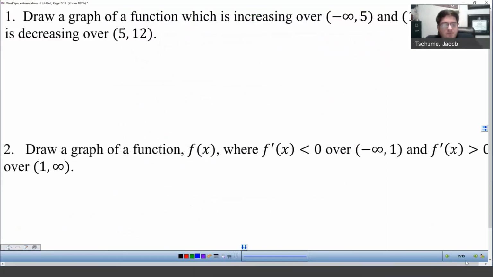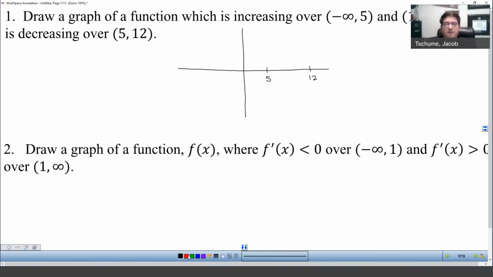All right, so let's get to some problems finally. Number one, I want you to draw a graph of a function which is increasing on the interval negative infinity to 5 and 12 to infinity, and is decreasing over the interval 5 to 12. If I'm going to draw a rough sketch here, all these numbers that are talking about increasing and decreasing, remember from the definitions earlier, those are all x values. The two numbers that I see up here are 5 and 12. So let's say that 5 is about right here and 12 is about right here. Just doing a rough sketch.